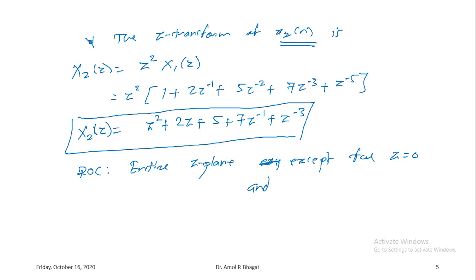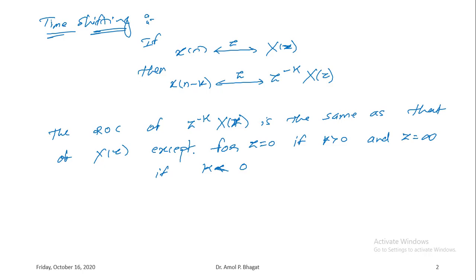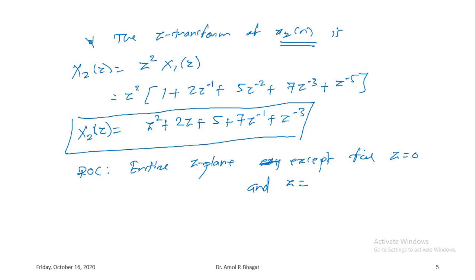And z is equal to, as we see here in the property, if k is negative, that means it is z to the power k, so it will have positive power. Then for infinity also this transform has the value infinity. So for negative values of k, the ROC does not contain z equals infinity, except for z equals 0 and z equals infinity.